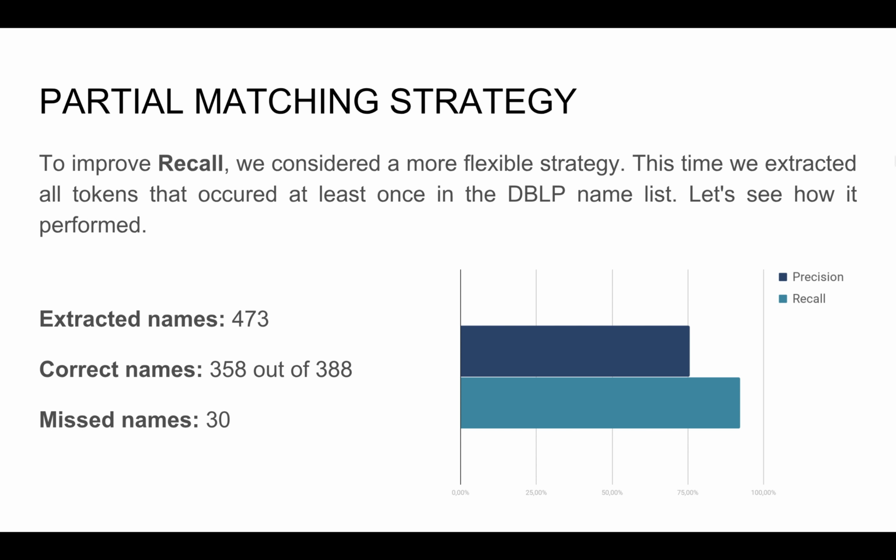Next, we tried a partial matching strategy. To improve recall, we considered a more flexible strategy. This time we extracted all tokens that occurred at least once in the DBLP name list. So let's see how it performed. It extracted 473 names, 358 of them correct from a total of 388 names. So this time we only missed 30 names. However, we extracted a lot of junk together with the correct names. So we improved recall, but precision got a lot lower.